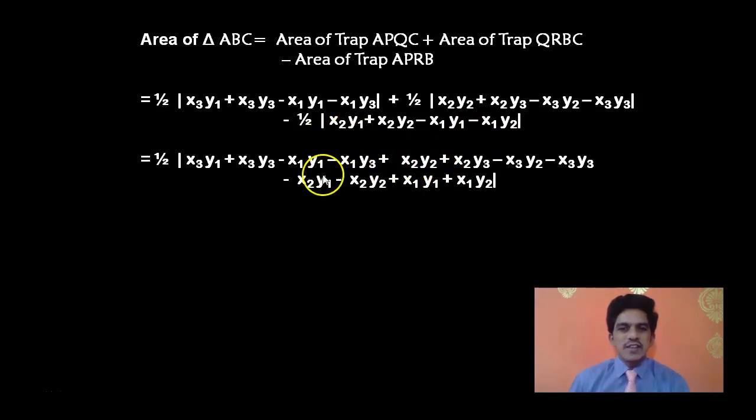So x2 y1 becomes minus x2 y1, plus x2 y2 becomes minus x2 y2, minus x1 y1 becomes plus x1 y1, and minus x1 y2 becomes plus x1 y2. So there are 12 terms here.